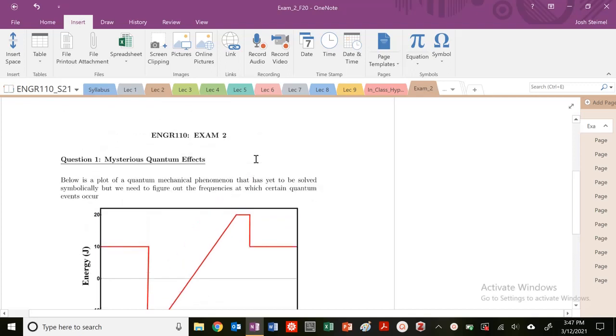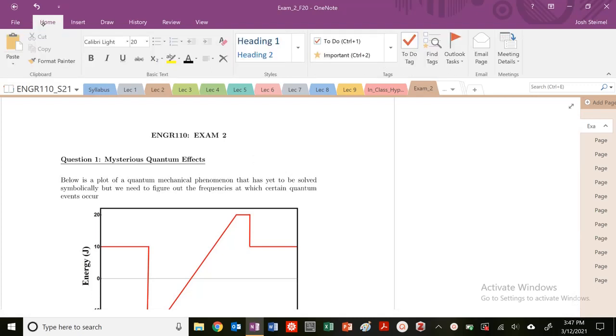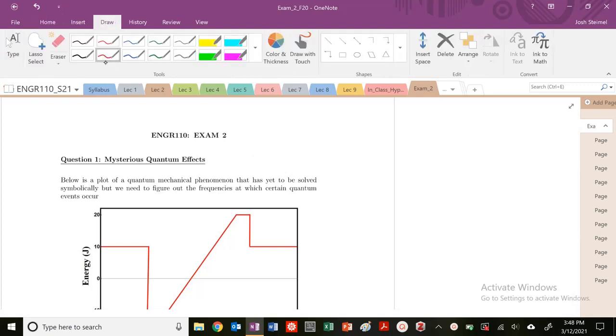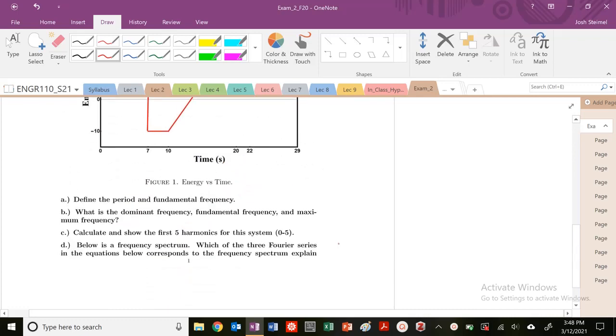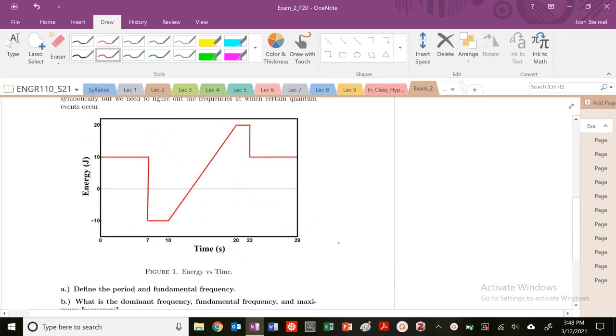Let's get into solving the first question on our exam 2, mysterious quantum effects. Below I've got this signal of some mysterious quantum mechanical phenomenon, energy versus time in seconds. Whenever I first see this, is this a periodic signal or is it just an aperiodic signal? Looks pretty aperiodic to me.